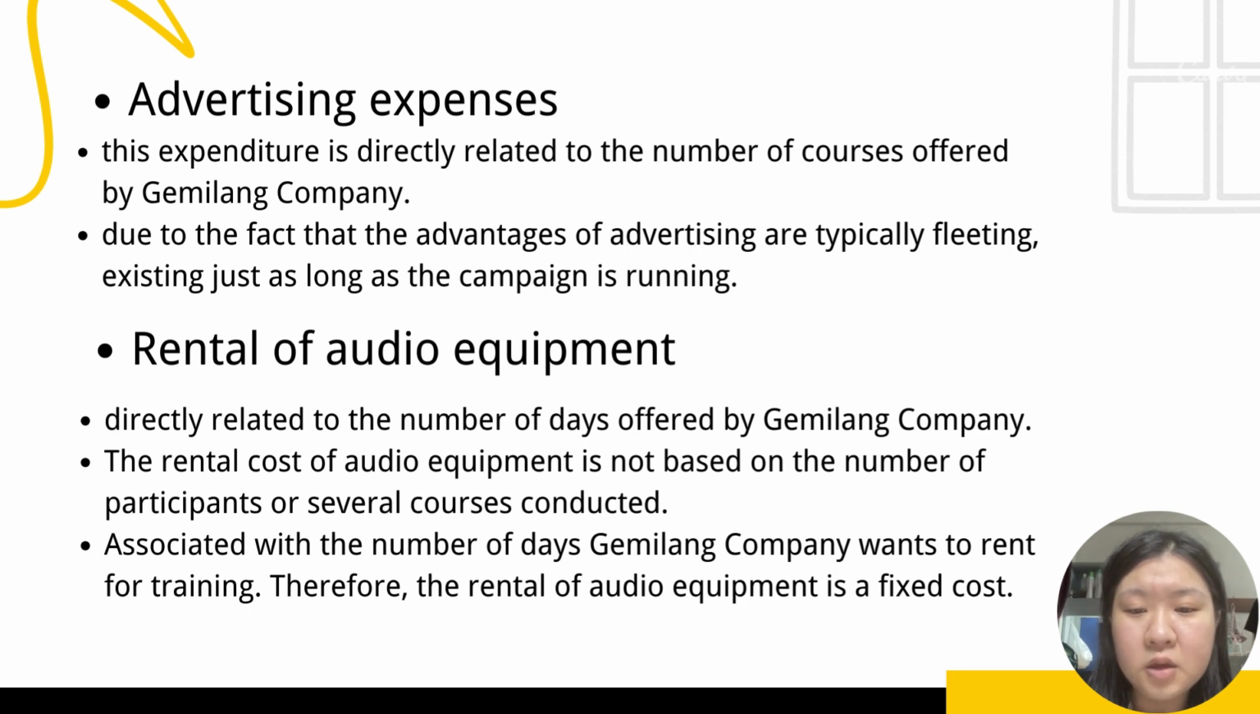And then is the rental of audio equipment, directly related to the number of days offered by the Gimilang company. The rental cost of audio equipment is not based on the number of participants or the number of courses conducted. It is also associated with the number of days Gimilang wants to rent for the training. Therefore, the rental of the equipment is a fixed cost.